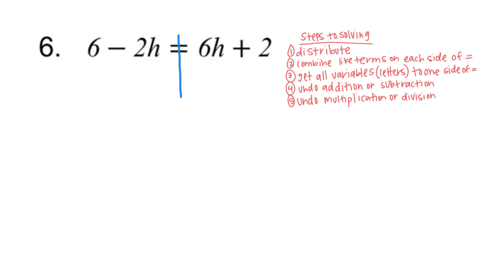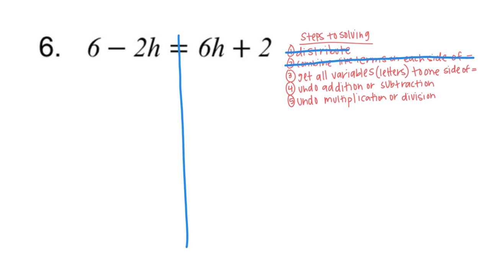All right, draw your line down your equals. Step 1 says distribute. We do not have any parentheses, so I do not need to do that. Step 2 says combine like terms on either side of my equals, so let's check. 6 minus 2h, those are not like terms. On this side, we have 6h plus 2. Those are not like terms either, so we do not have anything to do for step 2.